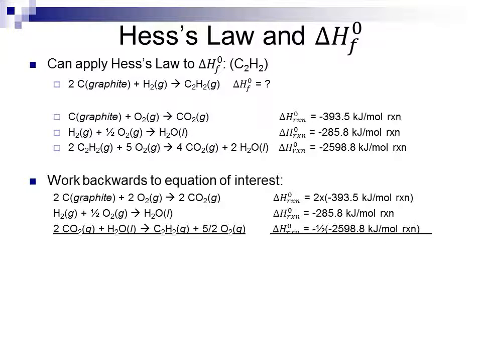Now to see what we get from a balanced reaction from this, the oxygens all cancel because 5/2 oxygen is the same as 2.5. We have on the right 2.5 and on the left 2 plus 1/2 or 2.5, so they all cancel out. The 2 carbon dioxides on the right and the 2 carbon dioxides on the left cancel out. The 1 water on the right and the 1 water on the left cancels out. This leaves us with a net reaction of 2 carbon as graphite plus H2 as gas, yielding C2H2 as gas, which is the equation for which we were looking.